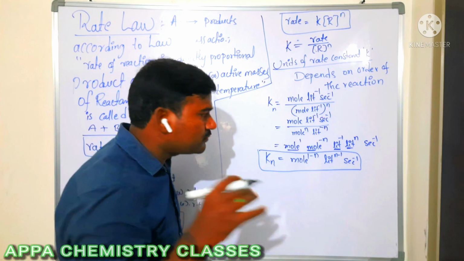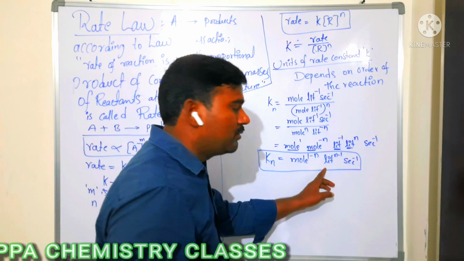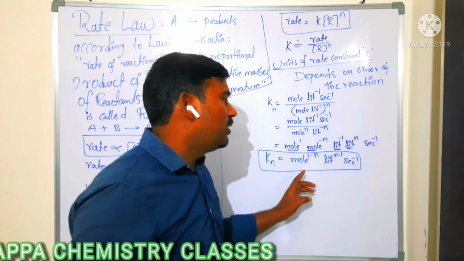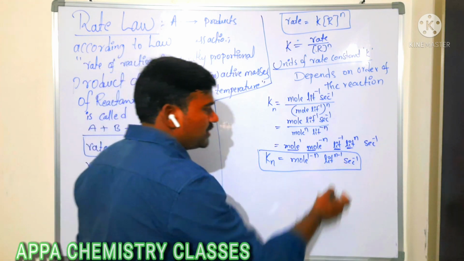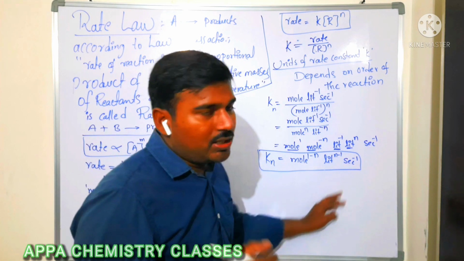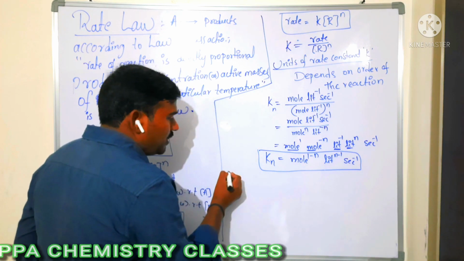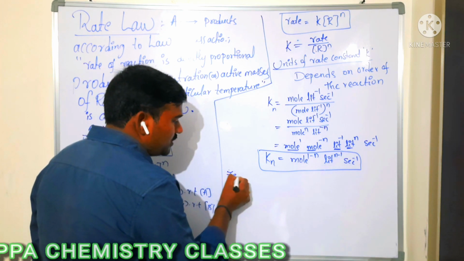Is that clear? Now in place of liter, you can take ml or decimeter cube. Okay? In place of time also, you can take per second, per minute, per hour, per day. So now in this case, for zero order reaction, what are the units?